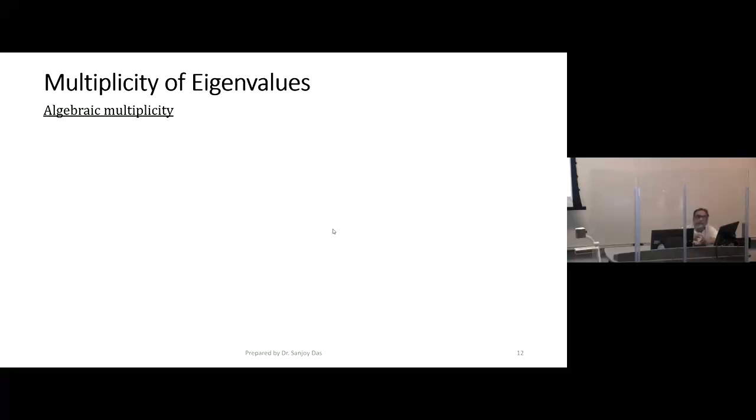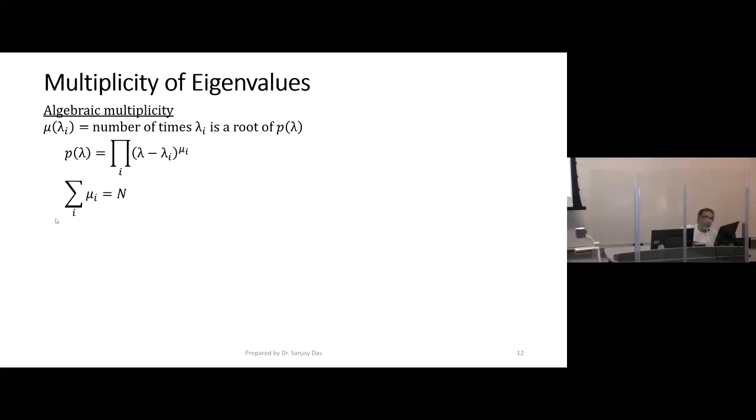Algebraic multiplicity. Mu of lambda i is the number of times lambda i is a root of P of lambda. So this is the algebraic multiplicity of lambda i, mu i, or mu of lambda i. And of course, the summation of mu i should be equal to n, the size of A.